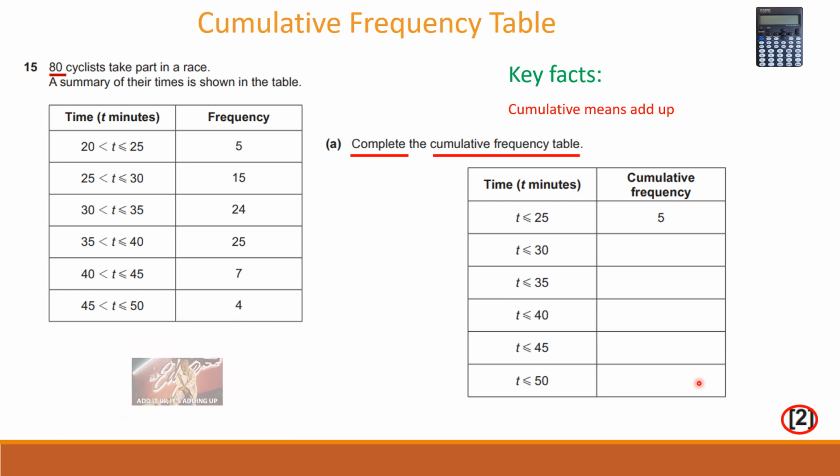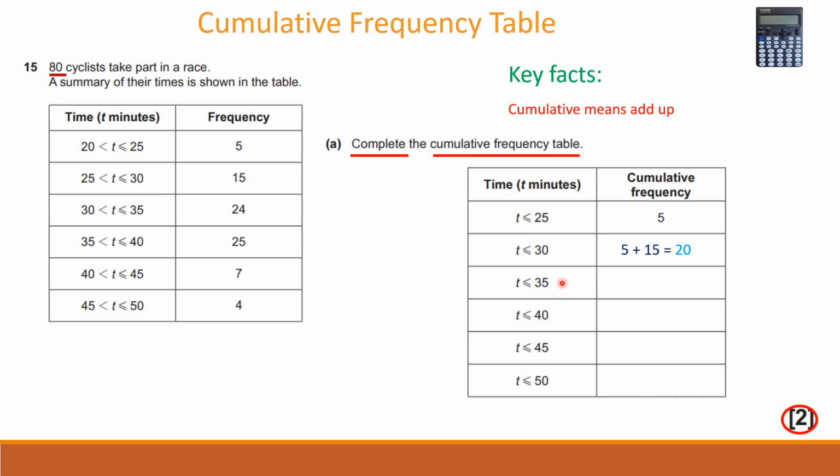Fantastic work, guys. So you can see from the table less than 25 is 5. So that's the first value and it has been completed for us. But we've now got to work out less than 30. So there are 15 between 25 and 30, but there are also 5 between 20 and 25, which is also less than 30. So total less than 30 is the 5 plus the 15, which is going to give me 20.